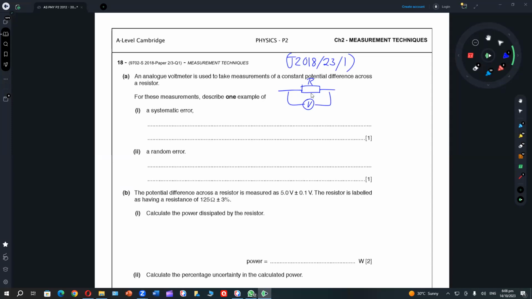Now, the most common systematic error, which is famous in analog meters, is zero error. And zero error means that the meter does not show zero when the meter is switched off.